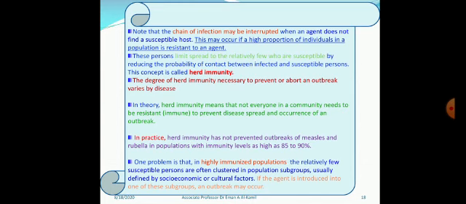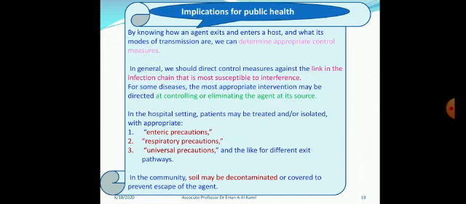One problem is that in highly immunized populations, the relatively few susceptible persons are often clustered in a population subgroup. So even when we immunize most of the people and they develop immunity, there are still some individuals who remain susceptible, especially those who live in low socioeconomic conditions or are affected by certain cultural factors. If the agent is introduced among these susceptible individuals, an epidemic or an outbreak will develop.